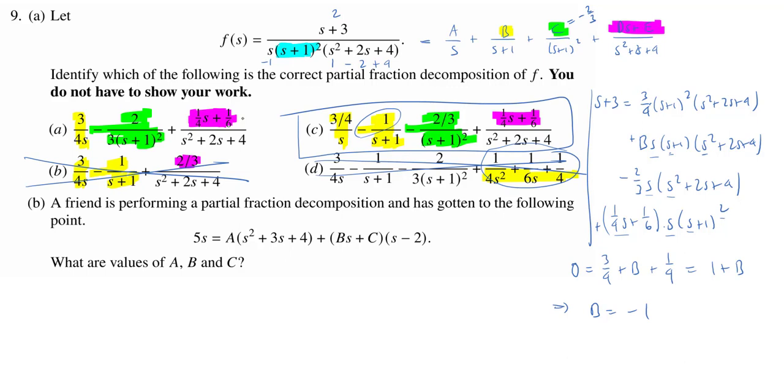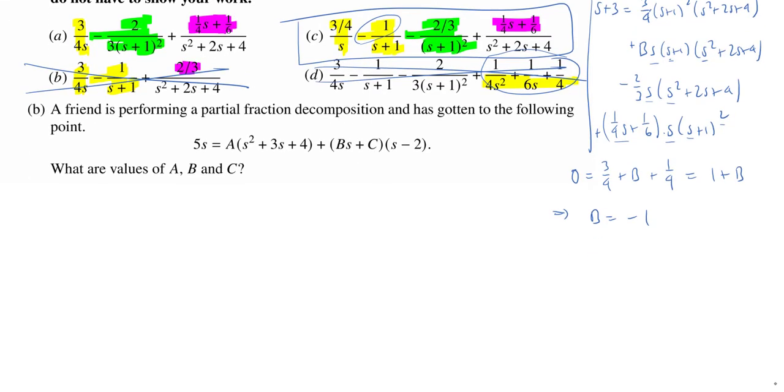Whew, that felt a lot harder than I would expect for a multiple choice problem. All right, well, let's look at part B now. Here, they say a friend is performing a partial fraction decomposition and has gotten to this following point. Oh, wow, so we don't even know what the original problem was. But we're going to try to find A, B, and C anyway.